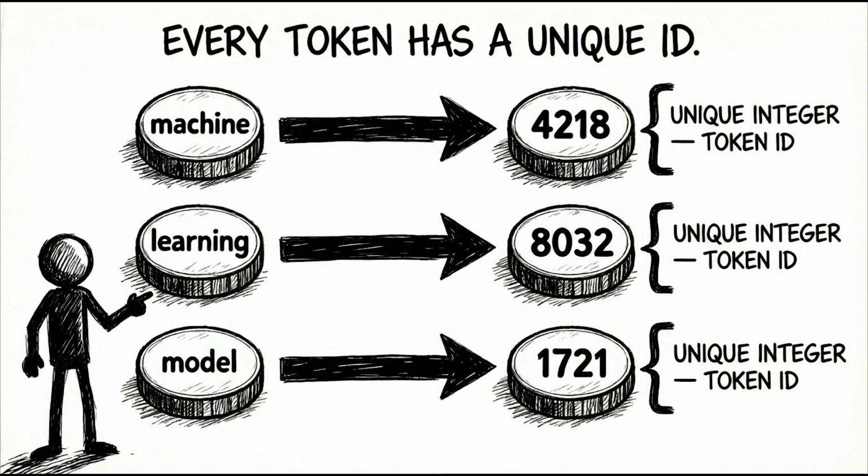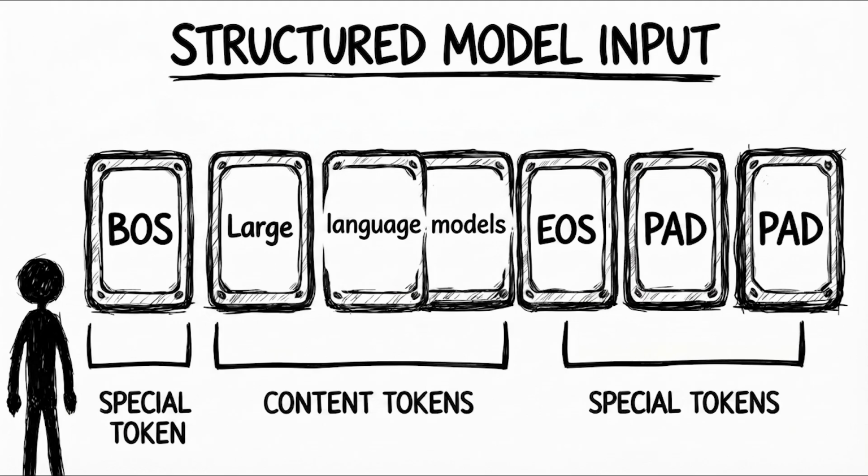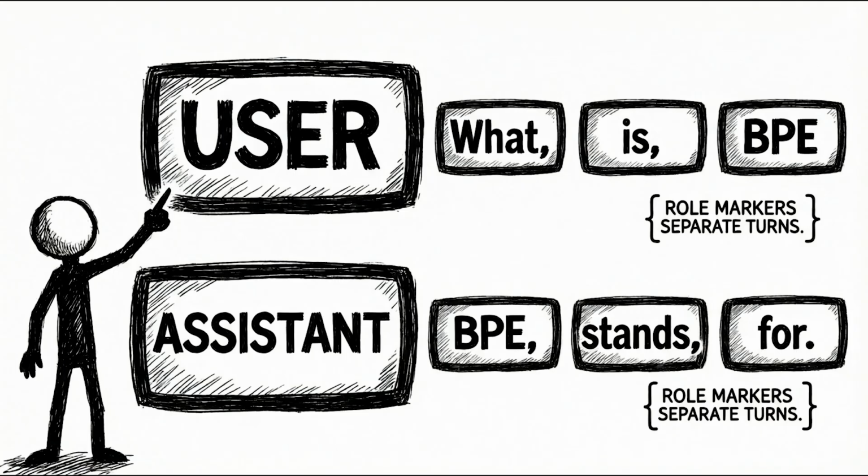For the token ID, each token is assigned a unique integer. Every tokenizer also reserves a set of special tokens. These are markers that structure the model's input. Common examples include beginning of sequence, end of sequence, and padding for batched inputs. Chat models often add markers like user or assistant to separate turns in a conversation. You will see this when you inspect a real model's tokenizer config.